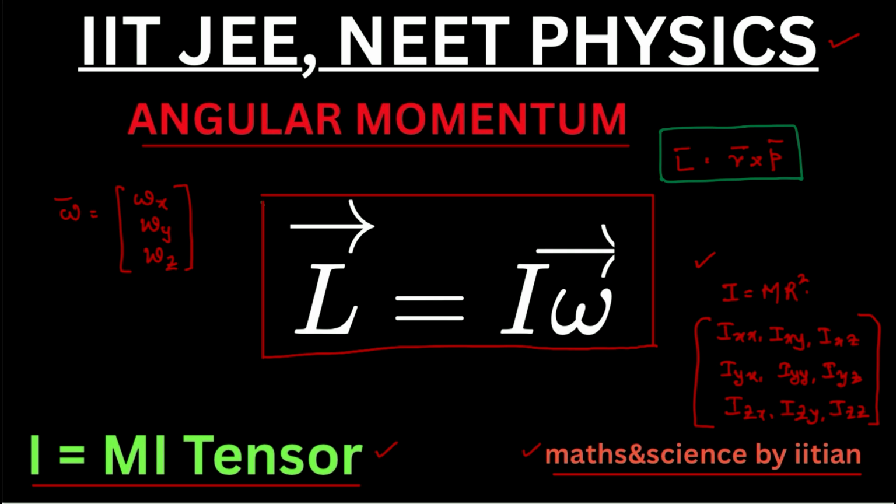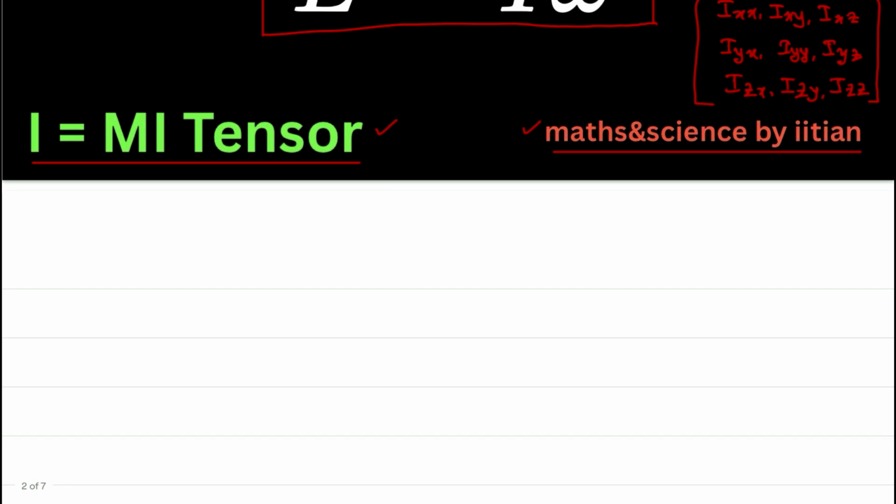Let us dwell into the proof of this L is equal to I omega, and let us try to develop a numerical on this, so that if any problem comes, first understand the concept, then develop the numerical and solve it. This whole process takes about 2 lectures. In this lecture, we will develop the concept. In the following lecture, we will solve a numerical at JEE Advanced, NEET and JEE Mains level. Numerical will be solved next lecture.